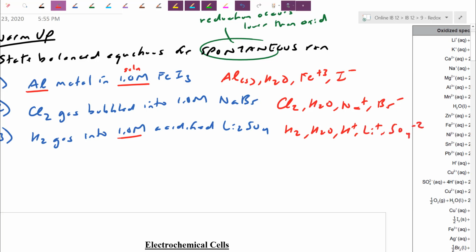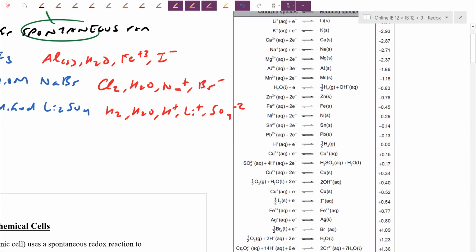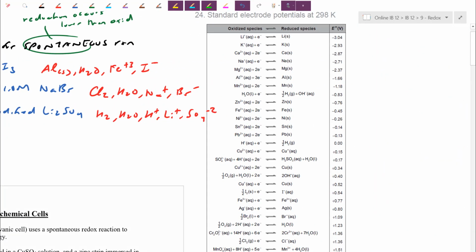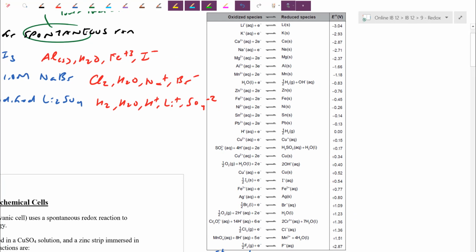Okay, that's always your first step, because when you actually look on the table, I want to know what I'm going to stop at. Again, on your table, the strongest guy that's going to reduce is the one that's lower left. So I want you to start on the lower left and go upwards. Let's do this first one. We're looking for any of these 4: aluminum, water, iron plus 3, or iodide. Okay, so let's just go up here.